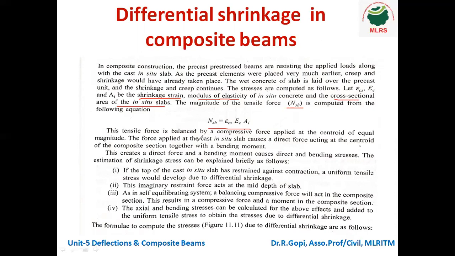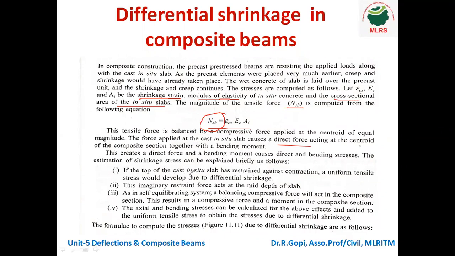So at the centroid, with equal magnitude, the force applied at the cast in situ slab causes a direct force acting at the centroid of the composite section together with a bending moment. Definitely, if a force is there, there will be a bending moment also. This creates a direct force and a bending moment, which cause direct and bending stresses. The estimation of shrinkage stress can be explained briefly as follows.